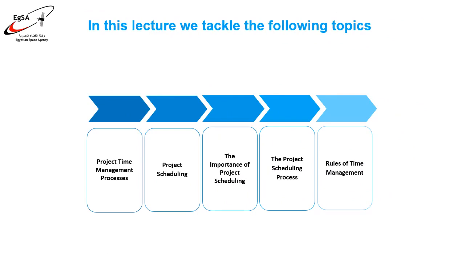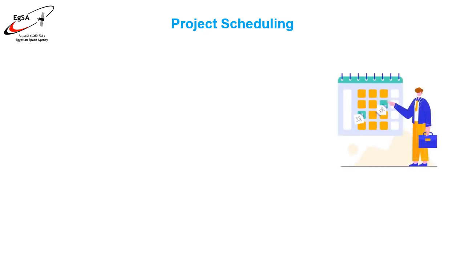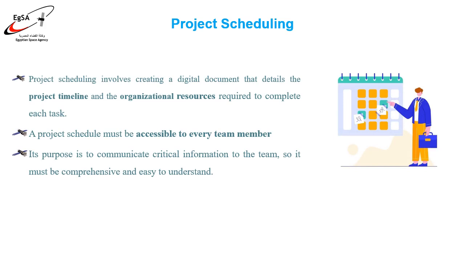Now we move to project scheduling. Project scheduling. A project schedule contains more than your average weekly planner notes. Project scheduling involves creating a document, these days usually a digital document, that details the project timeline and the organizational resources required to task. A project schedule must be accessible to every team member. Its purpose is to communicate critical information to the team, so it must be comprehensive and easy to understand.